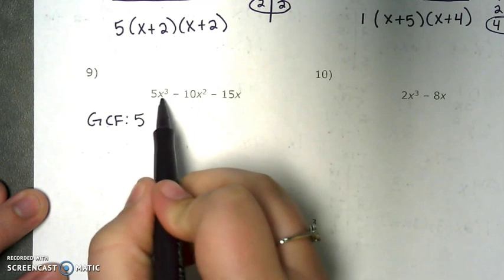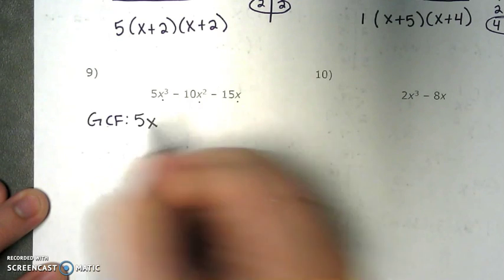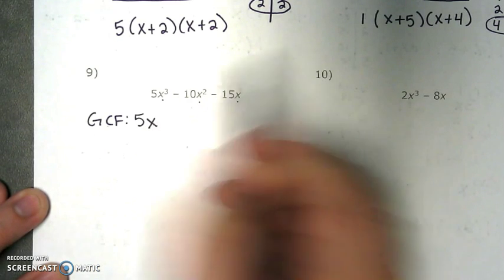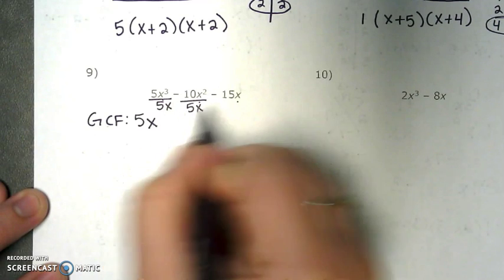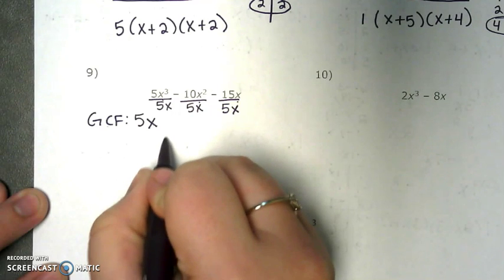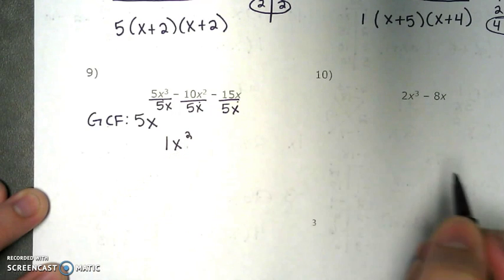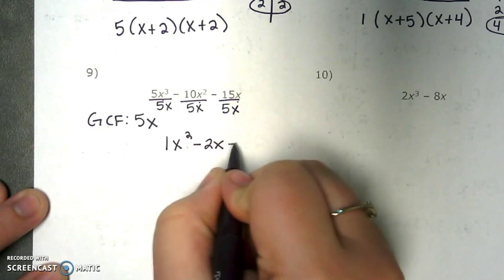Now they all have x. Just like yesterday, we take the variable with the lowest exponent. Now when we divide, we have to make sure to divide by 5x. So now we're left with 1x squared minus 2x minus 3.